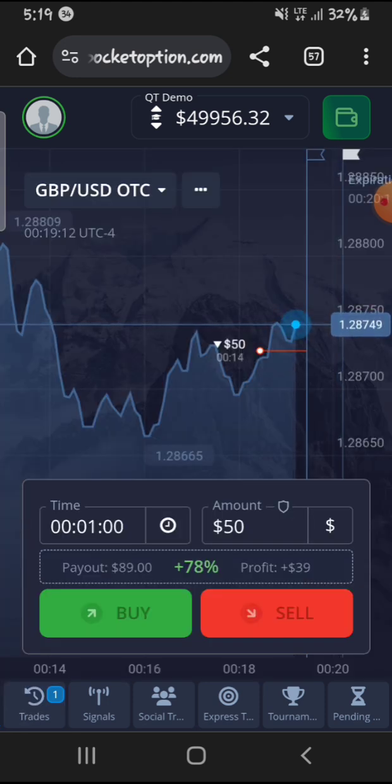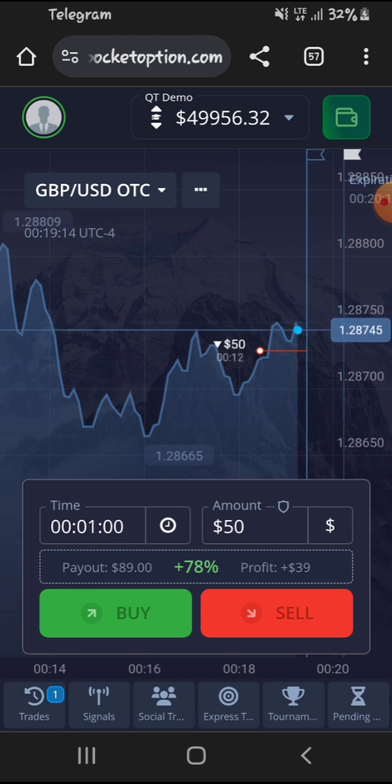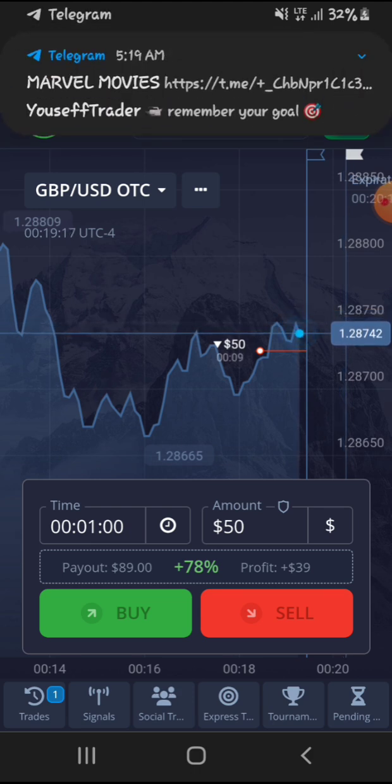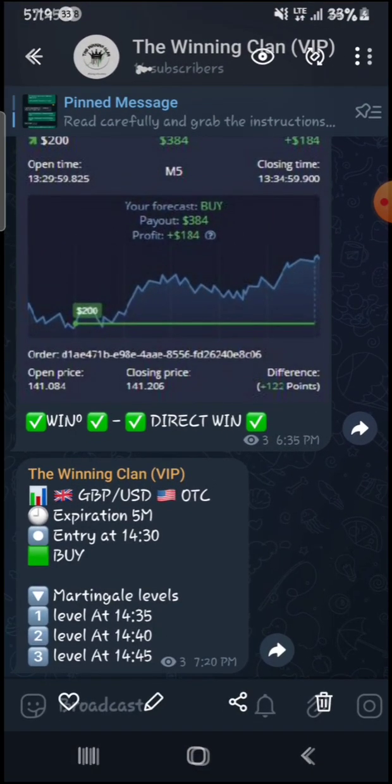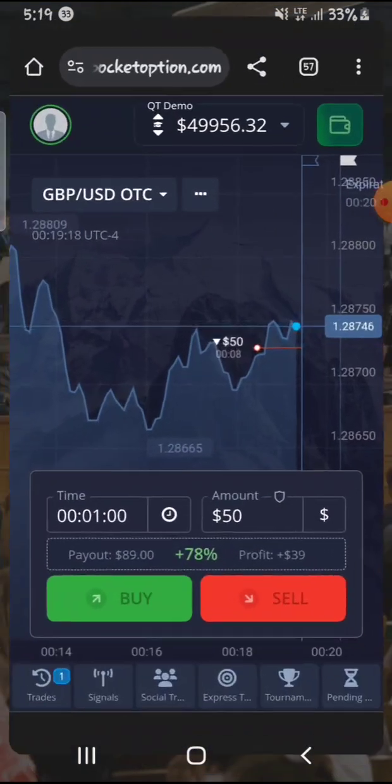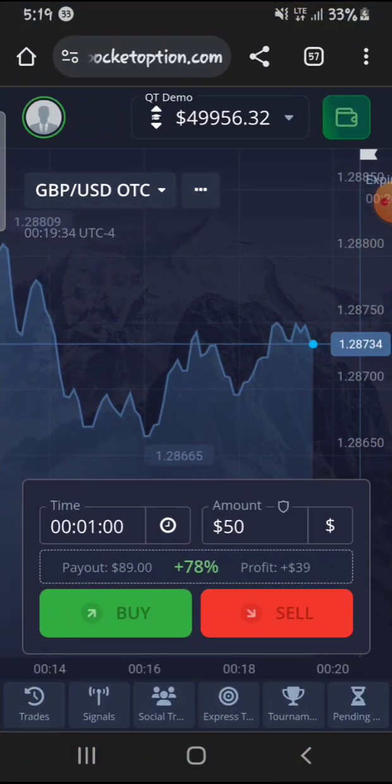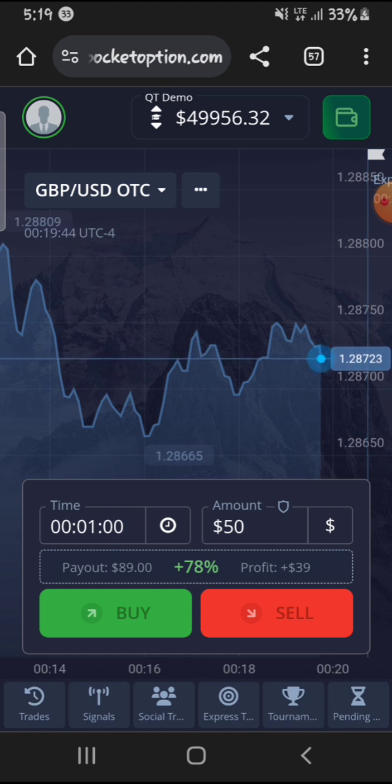Now let's go to the martingale strategy. If you look at my signals here, it says martingale levels 1435, 1440, and 1445. Now, I'm going to explain that to you. Martingale strategy is a strategy that, if you want to succeed in the binary market, you have to understand. But if you really want to be profitable, you should not use the martingale strategy.